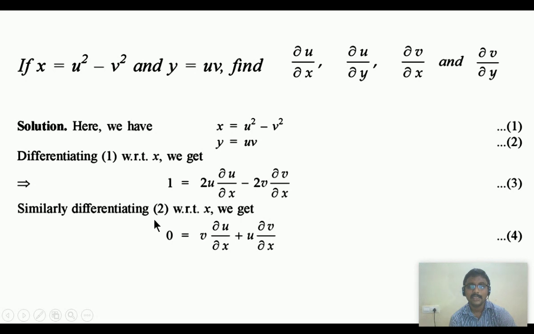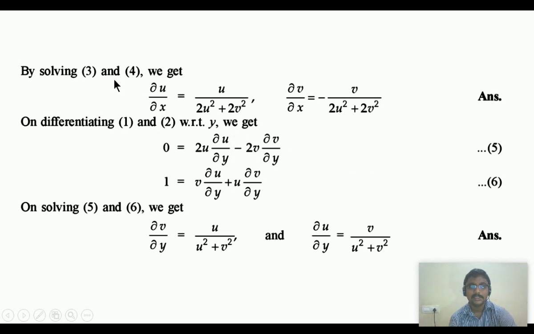Similarly, differentiating equation 2 partially with respect to x. So we will get y derivative is 0, uv is differentiated using product rule. So v kept silent, u derivative dou u by dou x plus u kept silent, v derivative dou v by dou x. Let it be equation number 4.